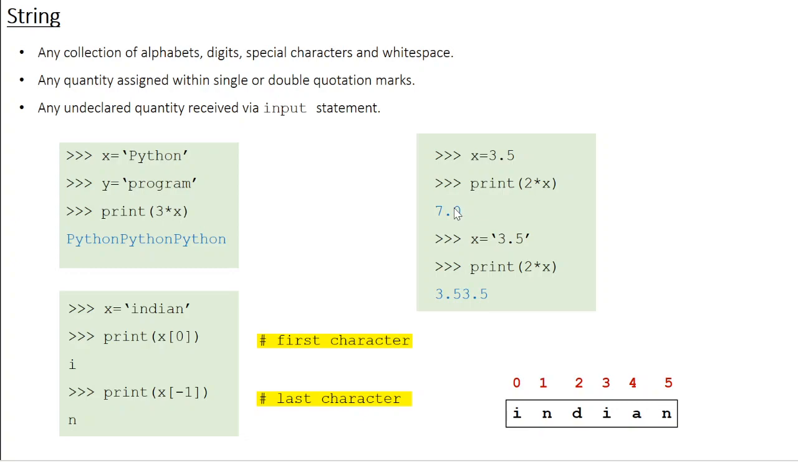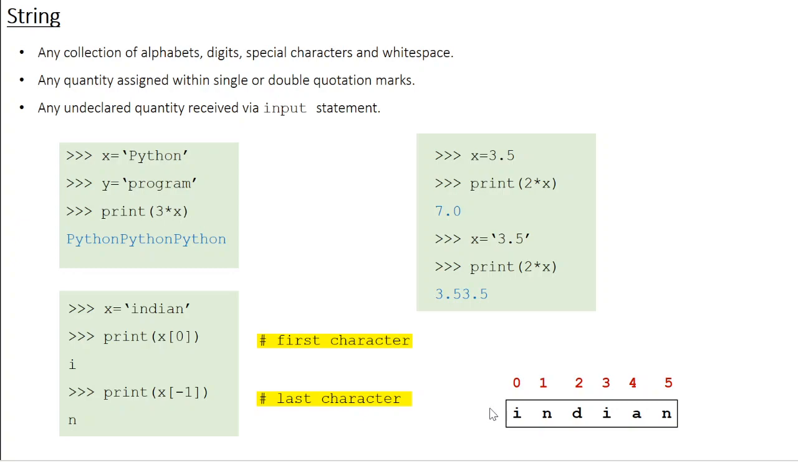On the other hand, if I define x inside quotation marks, then this is going to be a string now. It is no more a float. Now when I type the same statement, print 2 into x, the star is no more a mathematical operator. This is a string operator, and what's the meaning of this? The string x will be typed twice without any space between them. So your answer is going to be 3.5, no space, 3.5.